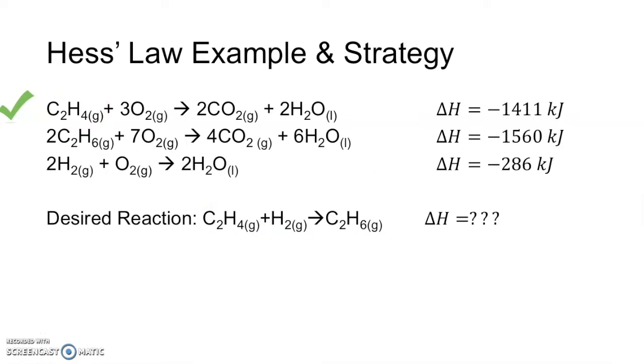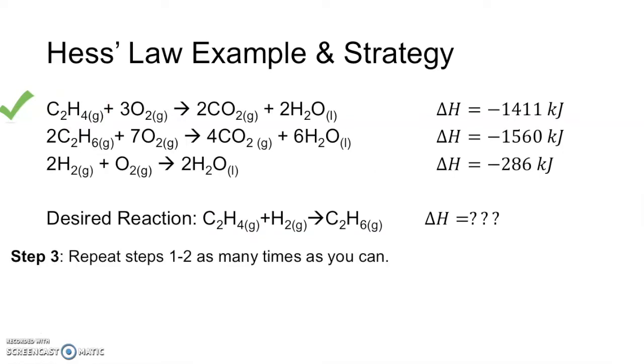Well, what we're going to do is now do the same process. We're going to do step 1 and step 2 again. We're going to look through our desired reaction, and we're going to try to see if we could find another compound that appears only once in the 3 given reactions. So let's start with C2H6. And you'll notice C2H6 only appears in the second reaction, which is great. So we're going to go with it.